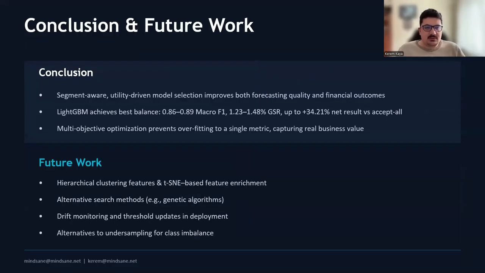To conclude, the segment-aware, utility-driven model selection improved both the prediction quality and the financial outcomes, as we have seen. The LightGBM model was selected as the best model when considering the balance. It had higher scores in both individual and corporate segments. We also had the multi-objective optimization advantage.